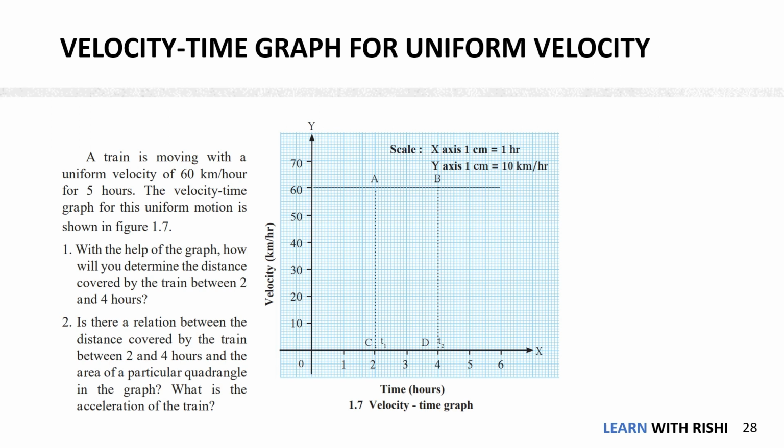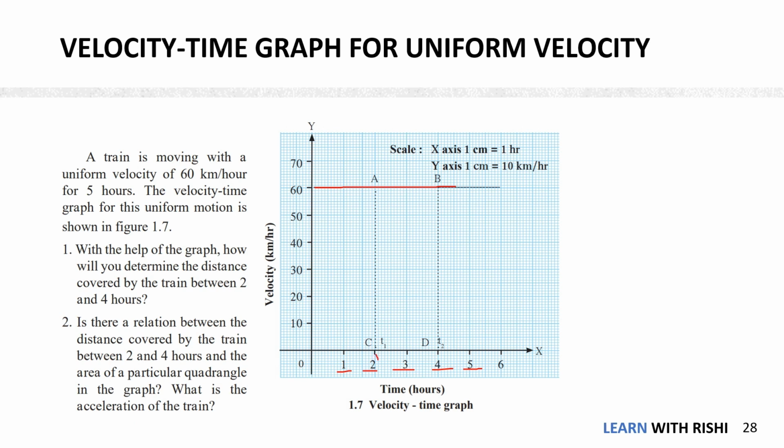So this is our velocity versus time graph. They have shown the first hour, second hour, third hour, fourth hour, fifth hour. So here you can see 1 hour, 2 hours, 3 hours, 4 hours, 5 hours. You can see in the graph that the velocity of the train is the same, that is 60 km per hour. Now there are two questions asked. With the help of the graph, how will you determine the distance covered by the train between the 2nd and 4th hour?